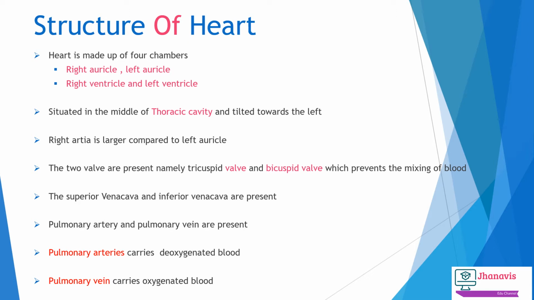Mark this and note this. These two may be a favorite for the examiners. So always remember, arteries will carry the oxygenated blood, but only the pulmonary artery will carry deoxygenated blood. And a vein always carries the deoxygenated blood except the pulmonary vein which carries the oxygenated blood.